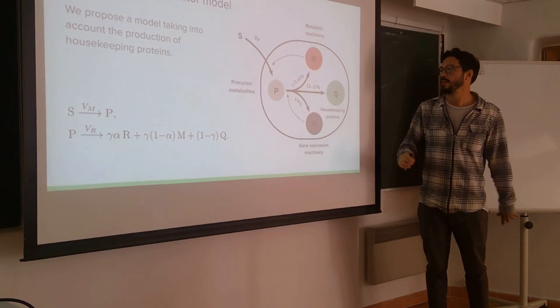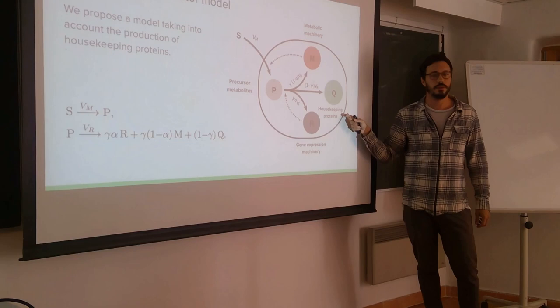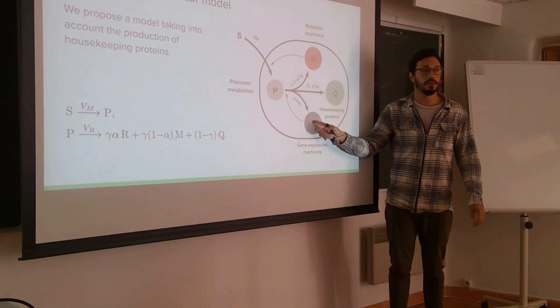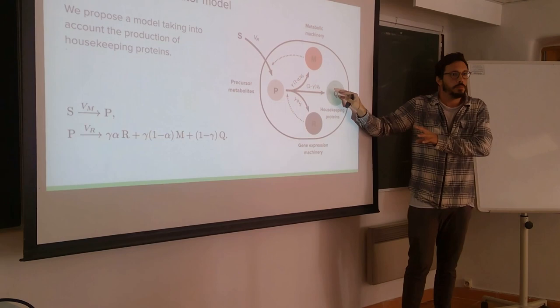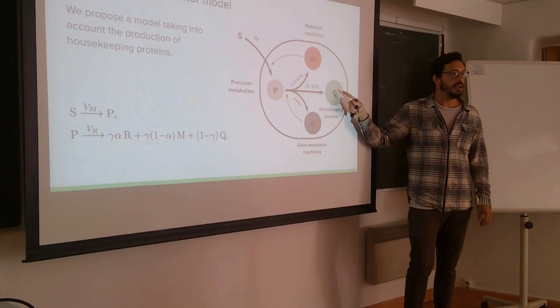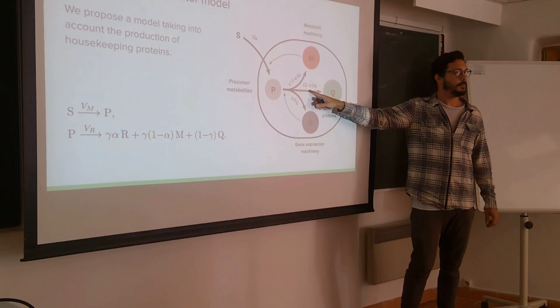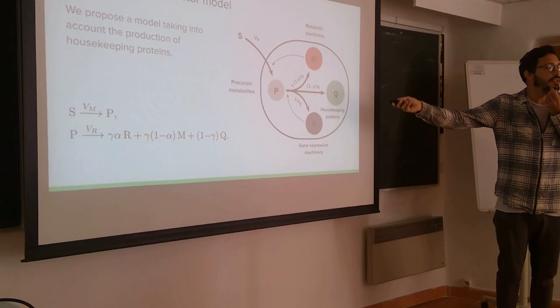And then we also added this housekeeping part of the cell, which are housekeeping proteins, which, as you see, do not catalyze anything. So ribosomes catalyze the production of proteins, enzymes catalyze the absorption of substrate. Housekeeping for this purpose don't do anything, okay? But they occupy and consume resources. And the consumption of resources is given by this constant gamma, okay? And this constant gamma is fixed because of the experiments done by Scott. They showed that it takes more or less about 50% of the cell.